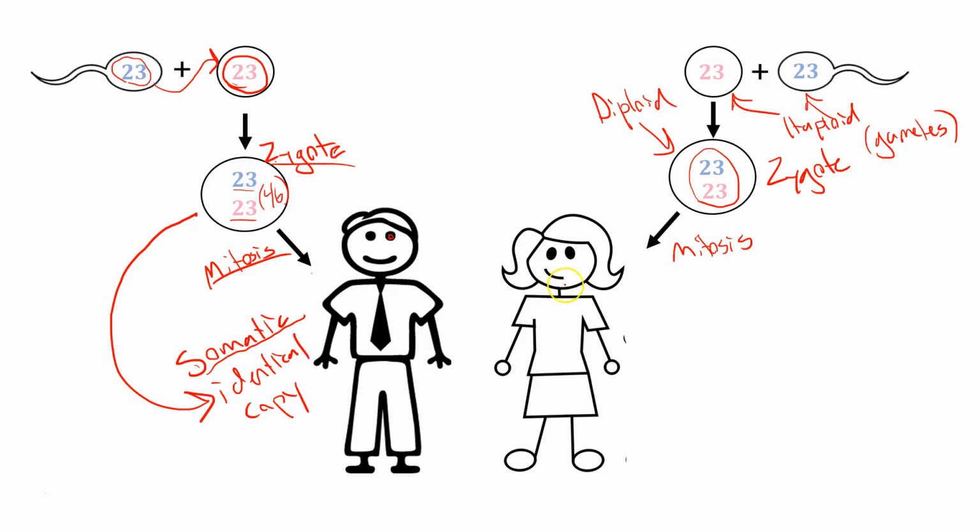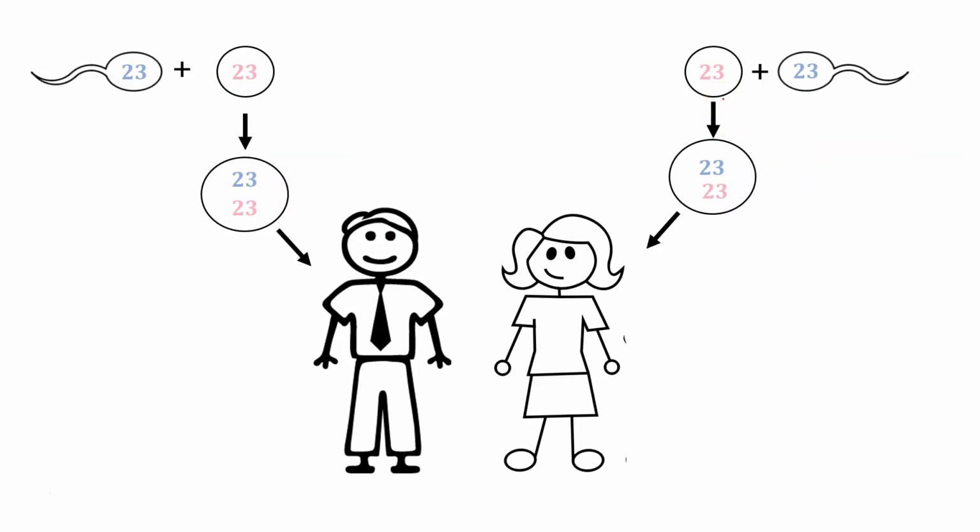All right, so I apologize for the traditional gender roles of these simple figures, but at any rate, it helps to get the point home. So we have a man and a woman. Most of their cells are diploid because all the cells except the gametes are going to be diploid, and they're going to be identical copies of one another in terms of the DNA. All right, so let's say that this is the scenario.